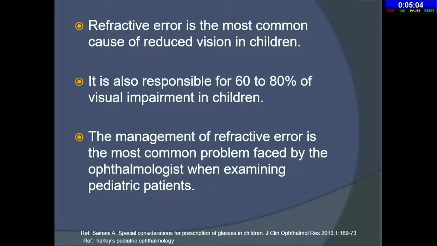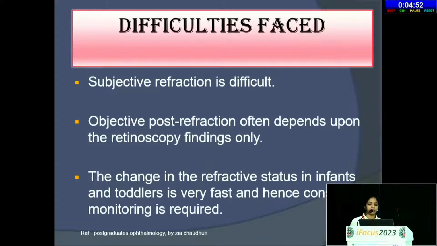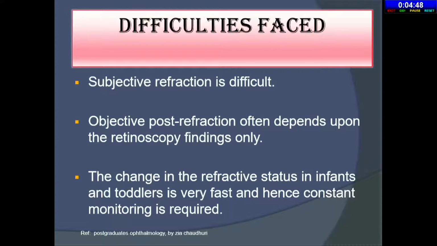It is also responsible for 60 to 80% of visual impairment in children. And management of refractive error is the most common problem faced by today's ophthalmologists when examining pediatric patients. So what are the difficulties faced these days? First of all, subjective refraction is really very difficult. If a really small child comes, he or she cannot speak, so you cannot perform subjective refraction in that child.